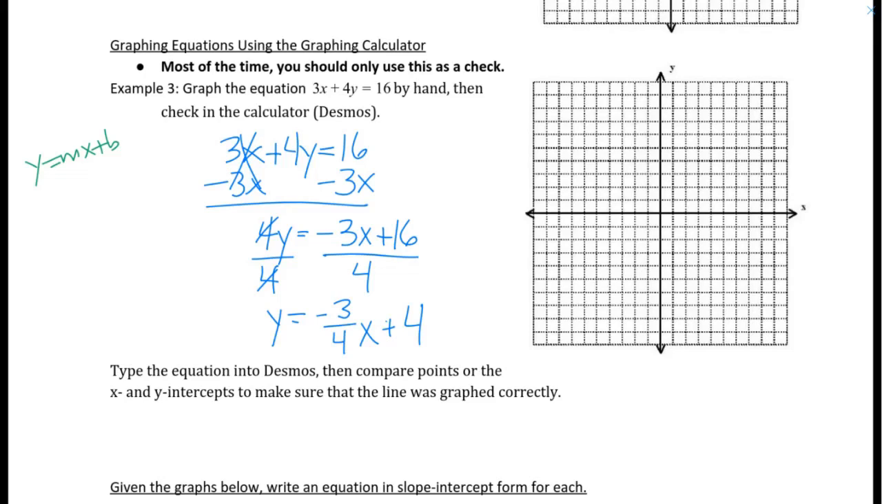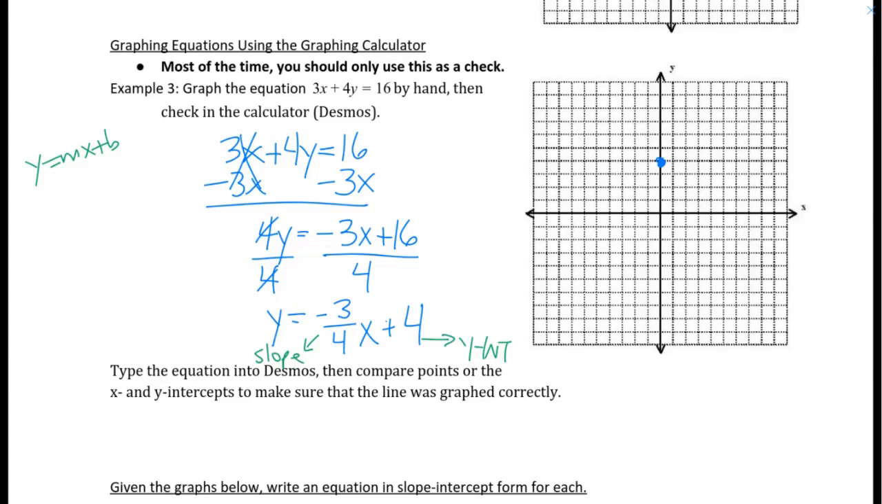So to graph that again, we're going to go ahead and start with our y-intercept, which in this case is 4. And then we'll use our slope of negative 3/4. So we have our y-intercept, y-axis at positive 4. Now, this time our slope is negative, so we just want to be careful with this because a lot of people tend to make mistakes.